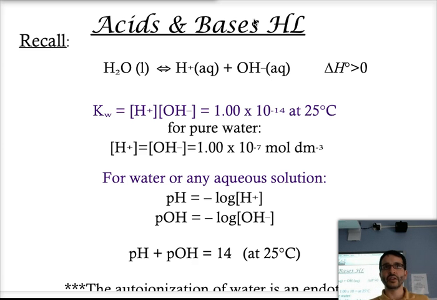So the idea of neutral water is going to be not so much when you have a pH of 7, but when you have equal quantities of H plus and OH minus. That is the real concept of neutrality.